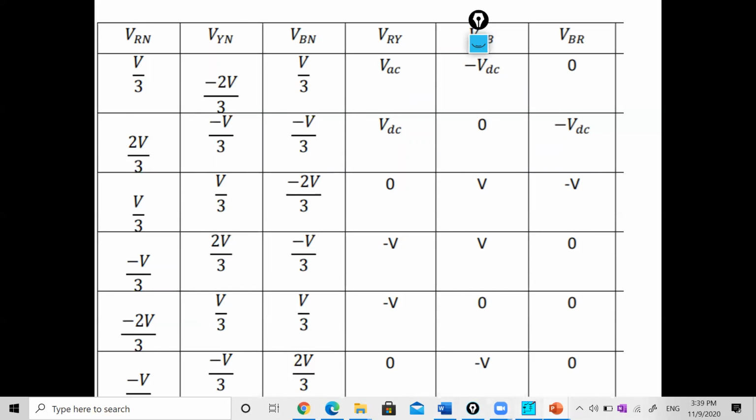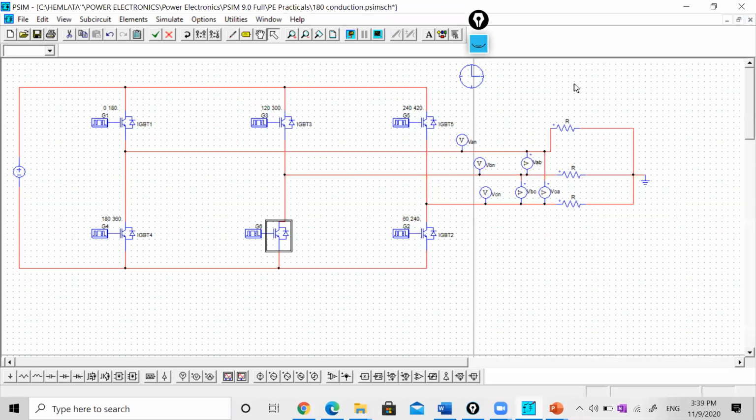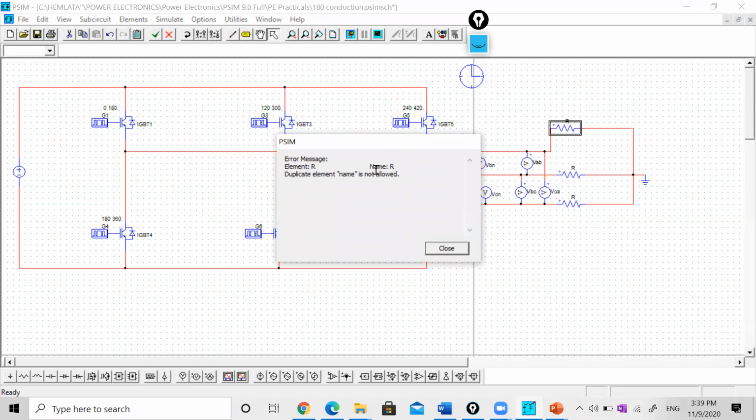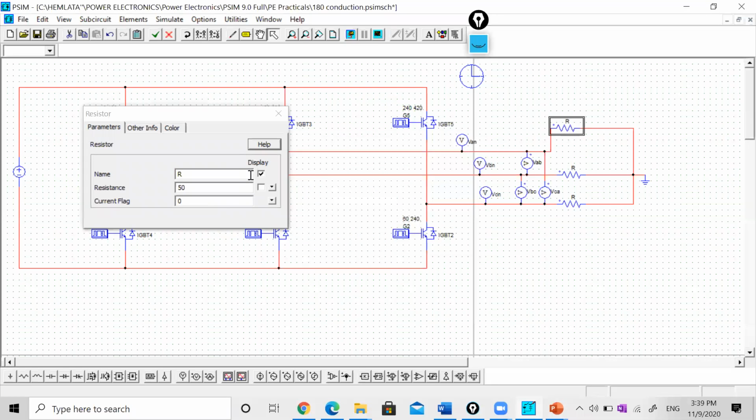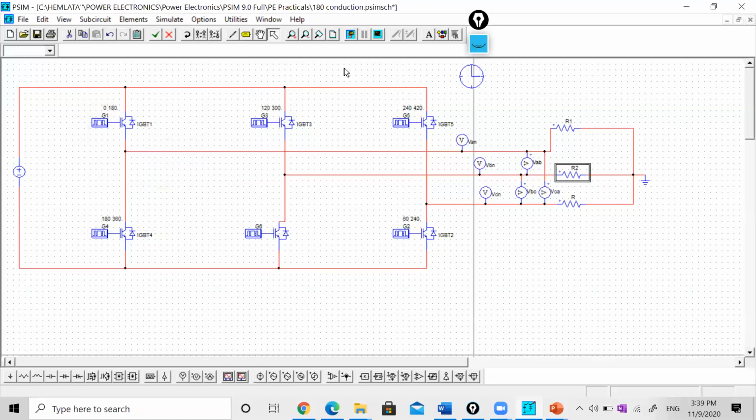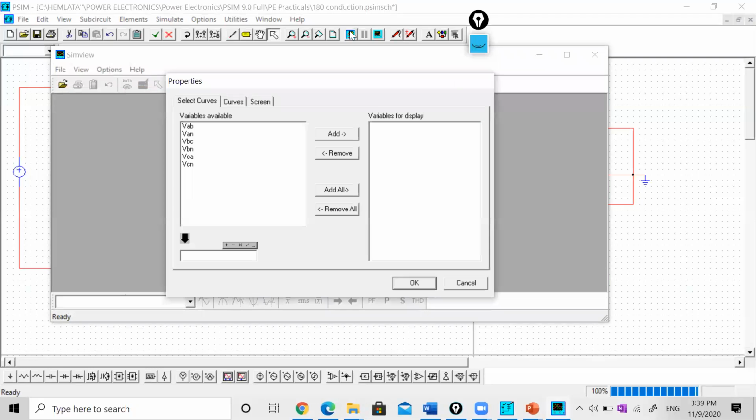After this theory part, we will go to our circuit. Now these are the phase voltages voltmeter and these are the line voltages. Now I will run. Duplicate name is not allowed, so we will give it as R1. All these three are of same value, so it is of no issue.